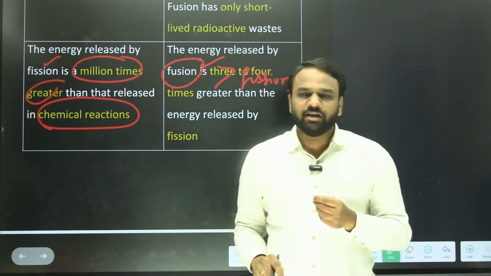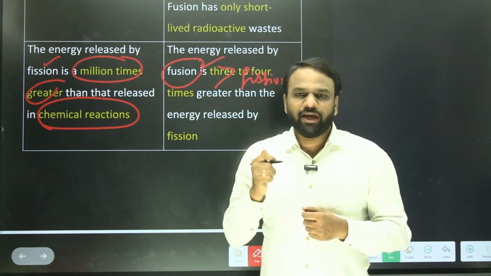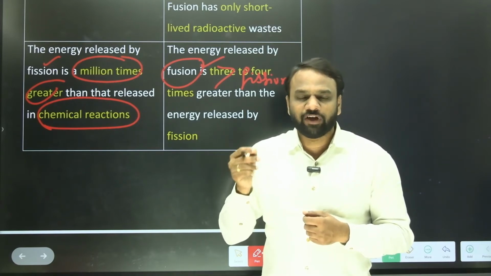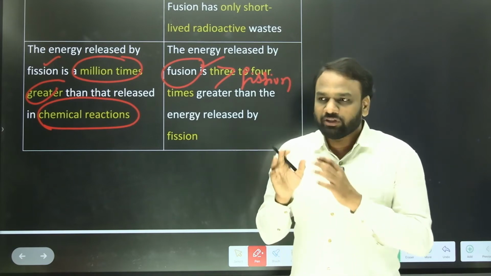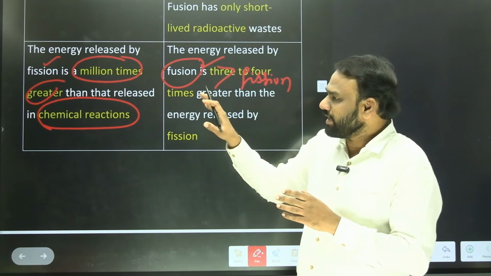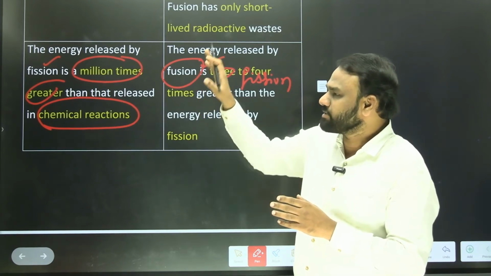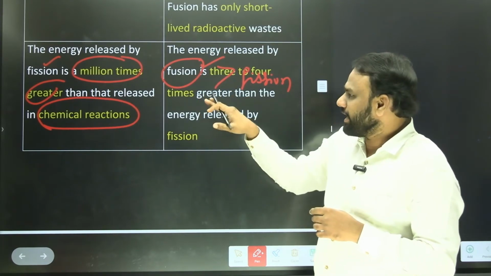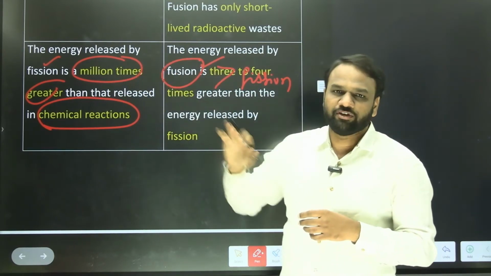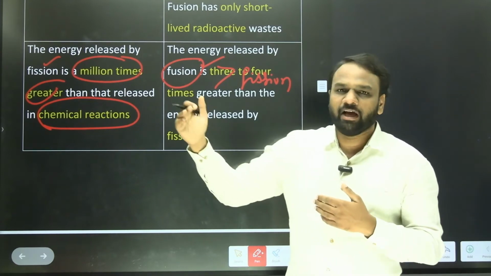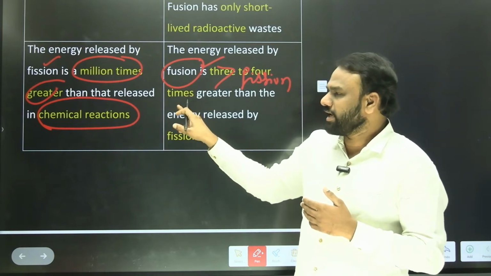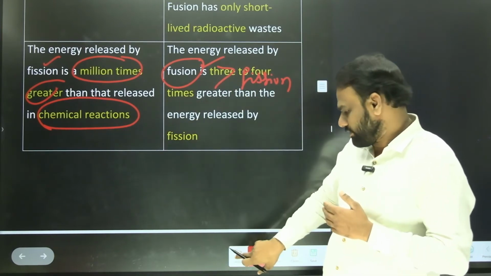An example to consider is the firing of a bullet. When we fire a firearm, the bullet gets fired because of a chemical reaction. Compared to the energy produced there, a fission reaction produces energy which is a million times more. And fusion produces 3 to 4 times more energy than a fission reaction. So if you place them in ascending order of energy production, the lowest will be chemical reaction, next is fission reaction, and the highest will be fusion reaction.